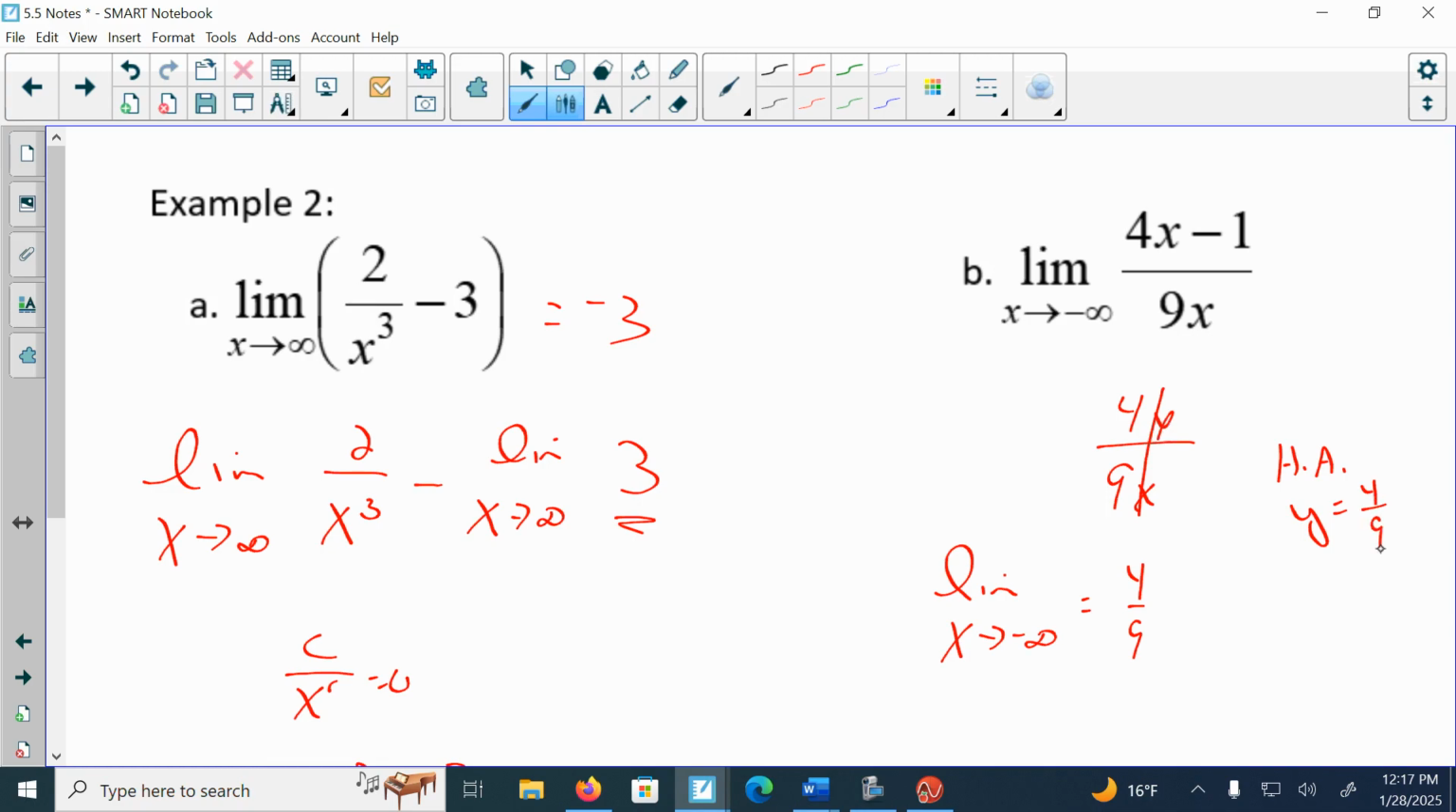So that matches the end behavior. I could have also done -1 divided by 9x. And a constant divided by a variable is still equal to 0, so I did not bother to write that.